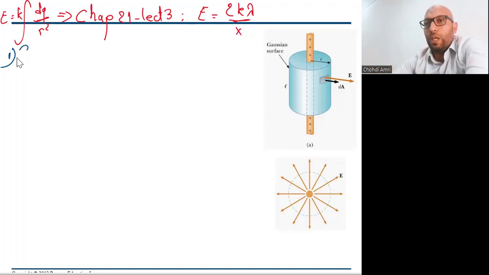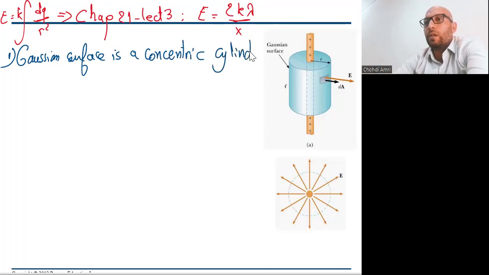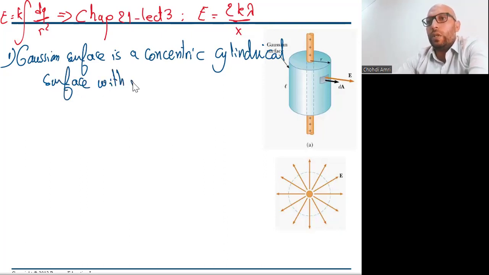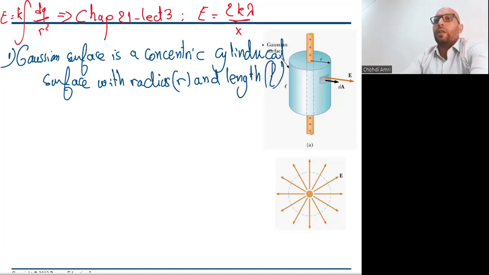So the Gaussian surface will be what? The Gaussian surface is a concentric cylindrical surface with radius R and length L. Okay, this is the first step.